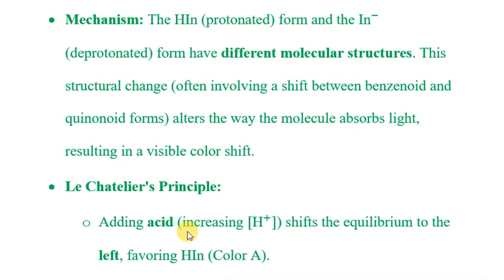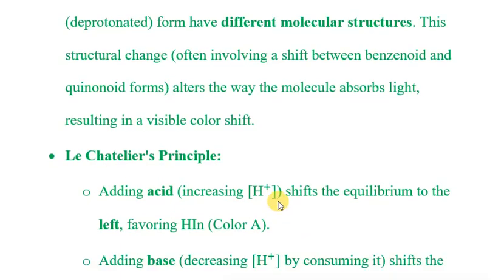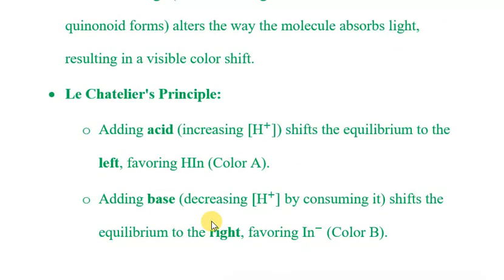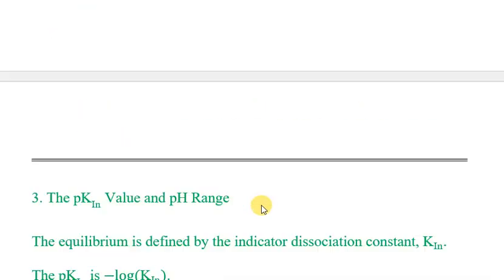If we see it in terms of Le Chatelier's principle, how they show the color change: according to Le Chatelier's principle, adding acid or protons shifts the equilibrium to the left, favoring color A. It means no color. It means at acidic pH, less than 7, it shows no color. If the pH is greater than 7, which is obtained by adding base, it means they show color. For example, phenolphthalein shows the pink color in basic solutions.